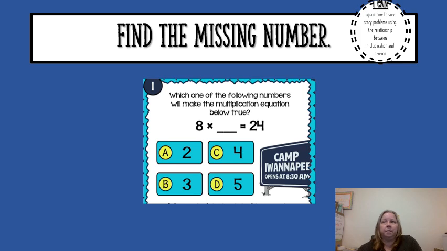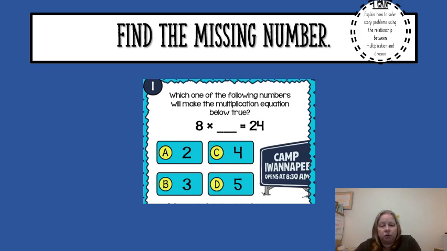Okay, find the missing number. Which one of the following numbers will make this multiplication equation below true? All right, pause here, get your paper or your notebook, and work this out. 8 times blank is equal to 24. You could make 8 equal groups. You could do an array with 8 in a row and keep counting till you get 24. You could use fact families. Pause here if you need time to work it out.